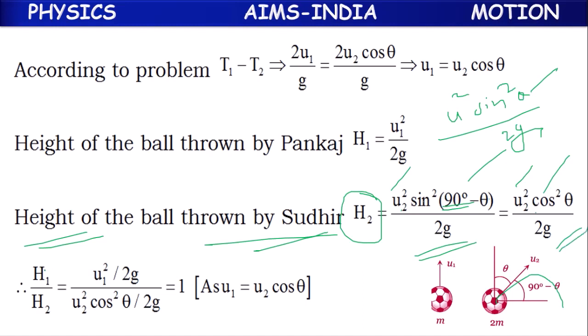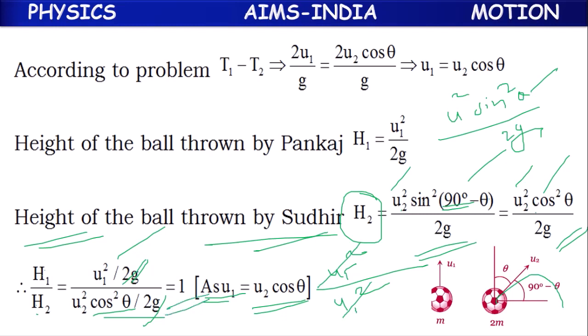So the ratio H1 by H2 equals U1 square by 2g divided by U2 square cos square theta by 2g. 2g cancels, 2g cancels, but U1 equals U2 cos theta. Means U1 and U2 cos theta are both the same. In the place of the denominator, instead of U2 cos theta, we can write U1. So U1 square by U1 square cancels, which is equal to 1. So the ratio of heights under the same time period is always 1.